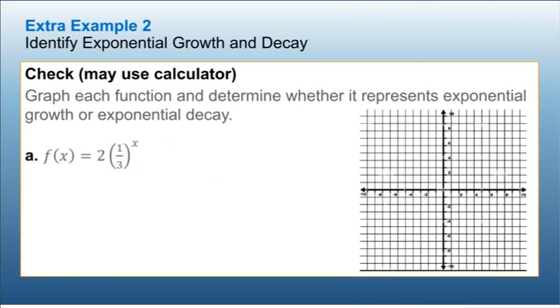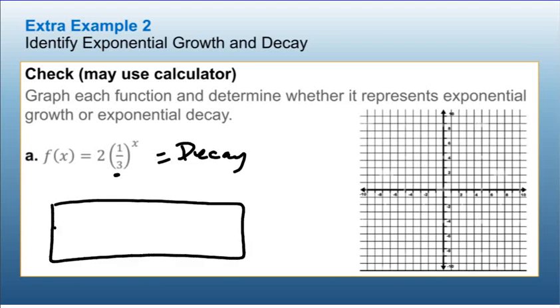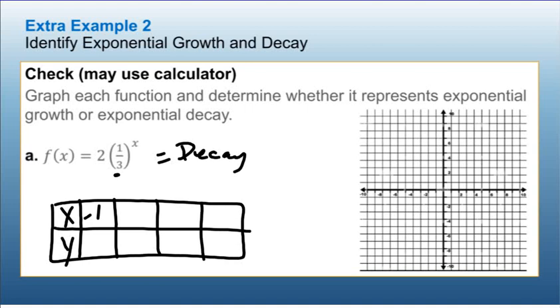Next, graph this one here. I will do it back on the coordinate plane. The b is less than 1 but greater than 0, so I know that this is a decay. Then let's draw a table of values. Here I will do negative 1, 0, 1, and then I'll do 2.